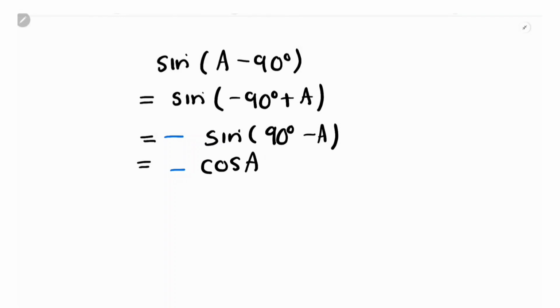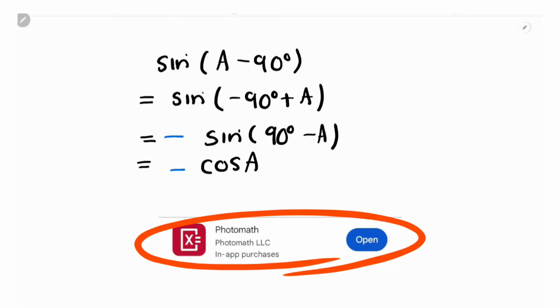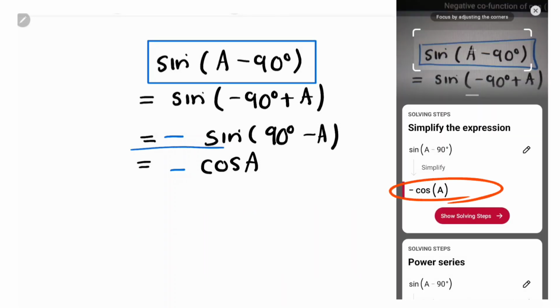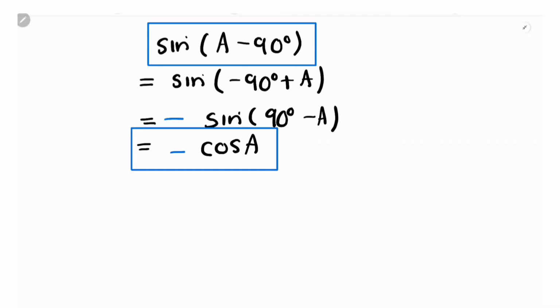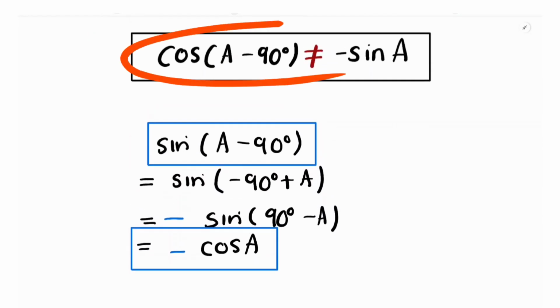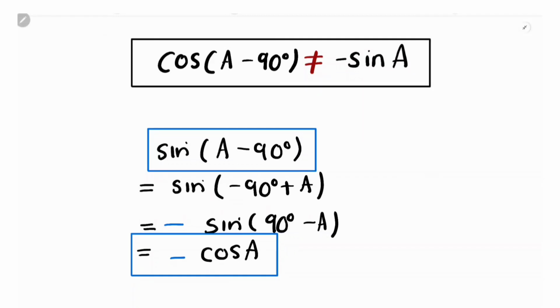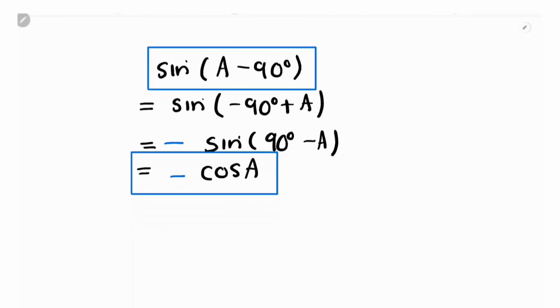And if you use the app on the Play Store, Photomath, to simplify this expression, it will indeed give you this answer. But if that is the case, then we should be able to use the same method of simplifying to simplify this expression. But if I put this onto Photomath, you see that it does not give us negative sine of A. Instead, it gives us positive sine of A. And here's the reason why this method is not correct.